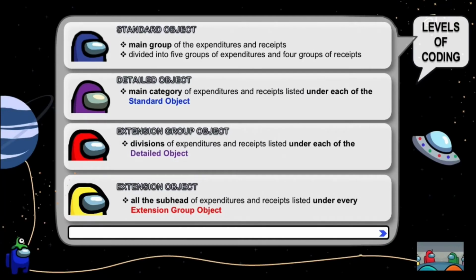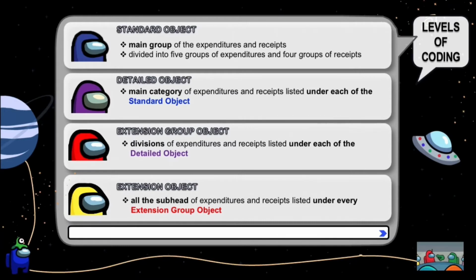Okay, this is the level of coding. First, standard object. Standard object is the main group of expenditure and receipt. It is categorized into 5 groups of expenditure and 4 groups of receipt. Second, detail object. Detail object is the main category of expenditure and receipt listed under each standard object. For example, salary and wages, traveling expenses, cost of living, and others.